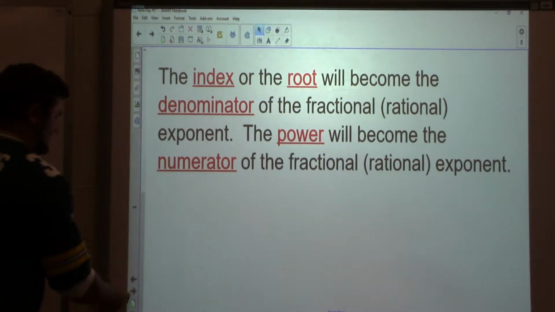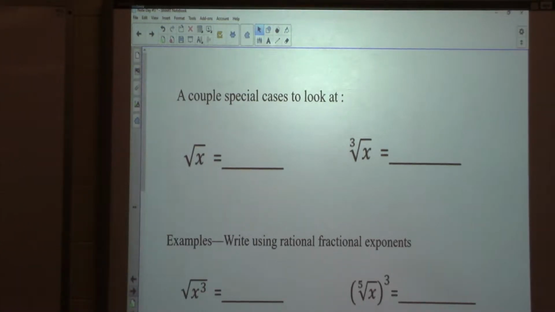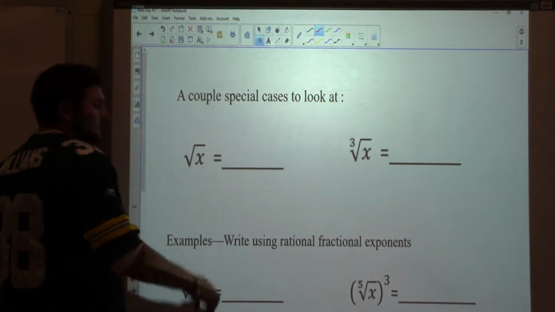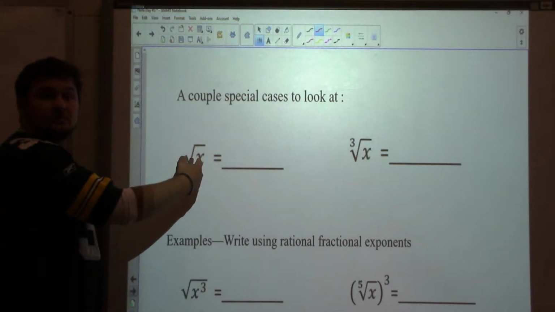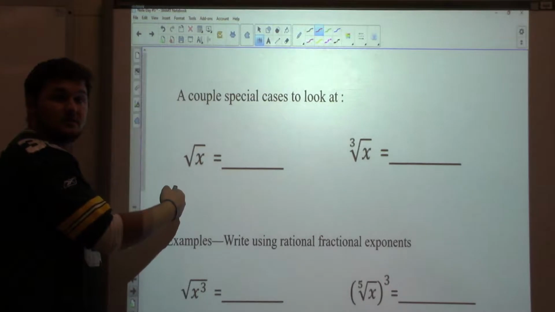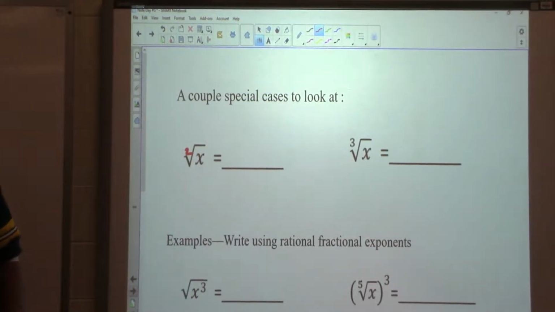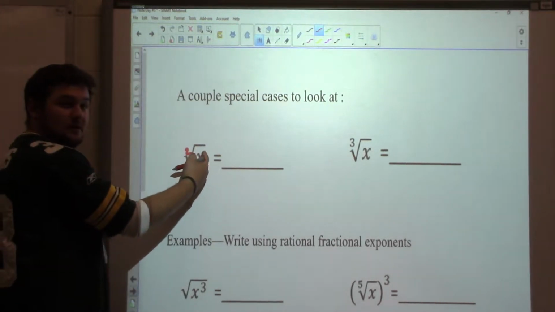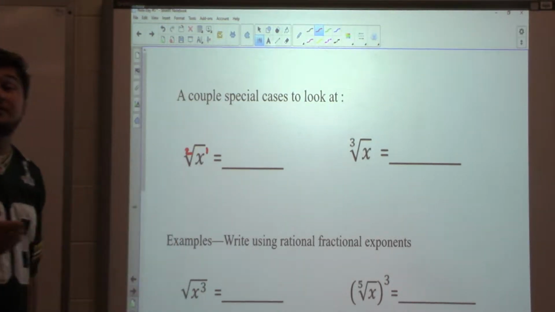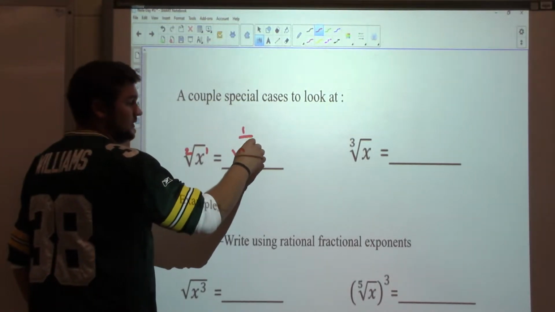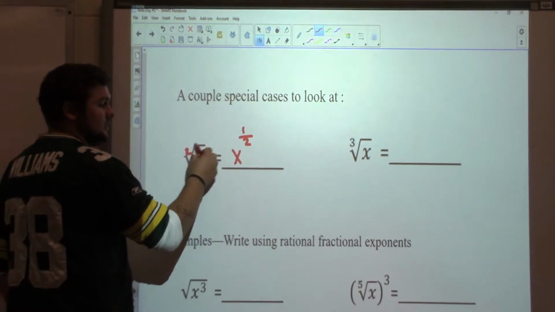Yes, all right. So a couple special cases. We talked about this a little bit yesterday too. I really don't consider them special cases. The only reason they're considered special cases is because they don't have both parts to them. This is a square root, right? What root is that? The second root, right? This x doesn't have a power with it, but what's the actual power? 1. So if I was going to change it to an exponential form or a fractional exponent, it's going to become x to the 1/2 because the power becomes the numerator, root becomes the denominator.